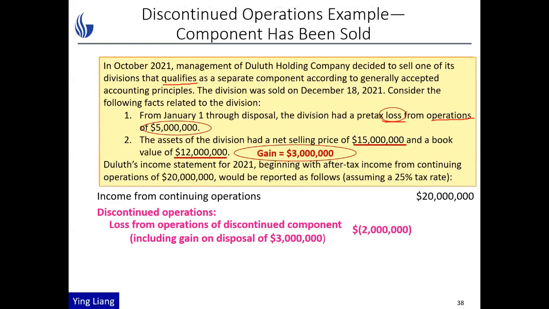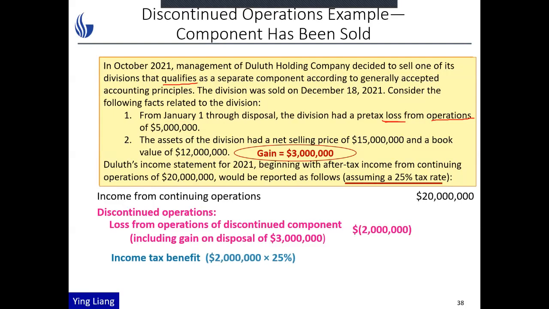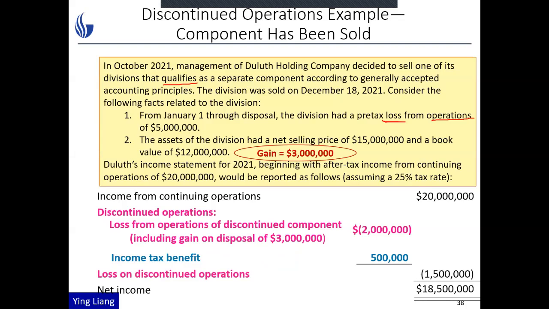So you see here, I said loss from operations of discontinued components, and that is a negative, in parentheses, $2 million. Wait, how about the tax? Since it's a loss, we have an income tax benefit. The net benefit is $2 million times the 25%, so it's $500,000. We have a positive $500,000 and a negative $2 million. The net is $1,500,000, and we put it here: loss on discontinued ops, $1.5 million. So the net income, the final one, is 20 minus 1.5 equals $18.5 million.